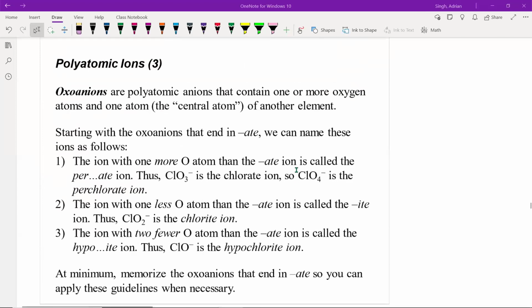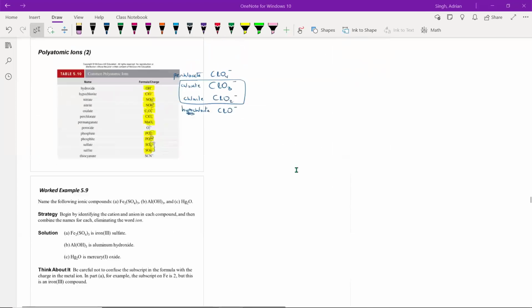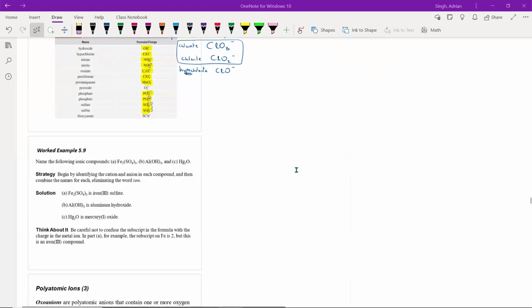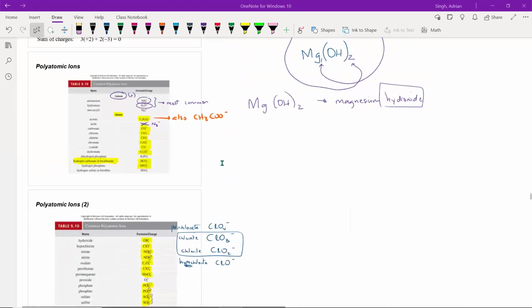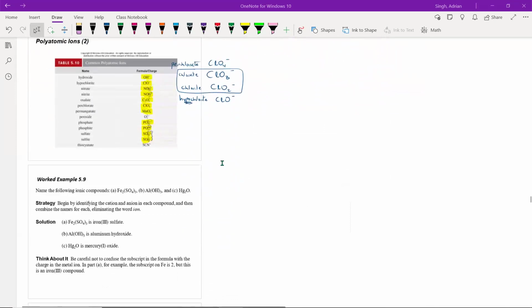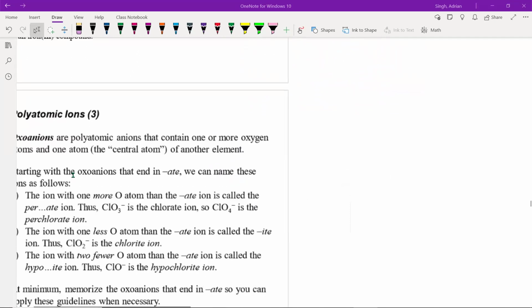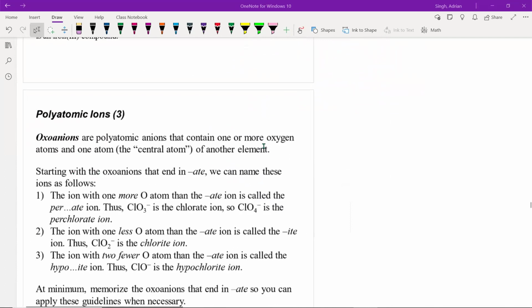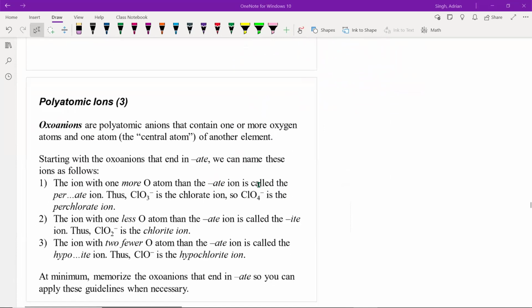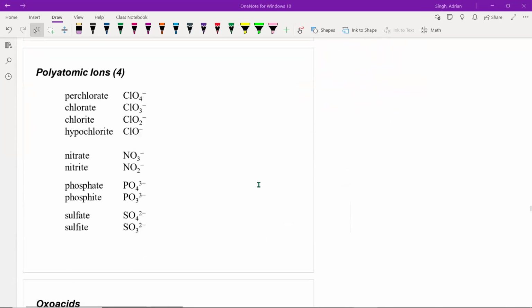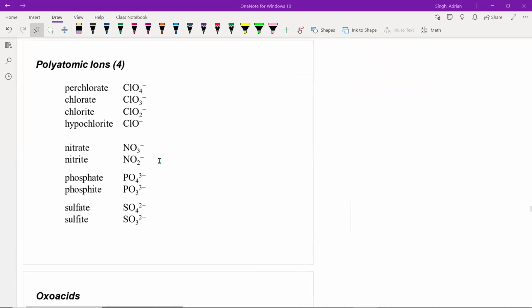So I mentioned the nitrates, nitrites, chlorates, chlorites, etc. You will notice that what's common to all of these that we talked about is that they have oxygens in them. So those are known as oxo anions, polyatomic ions that have one or more oxygen atoms and another atom, a central atom, that's a different element. And we see the relationship between them, the ates and the ites, for example. Ates have one more oxygen than the ites, which have one less oxygen.